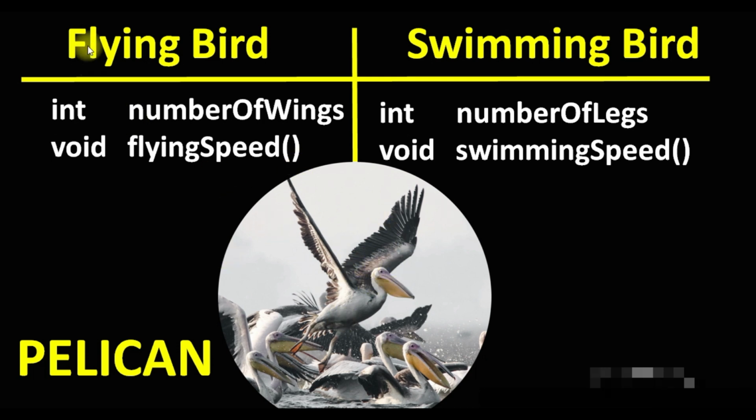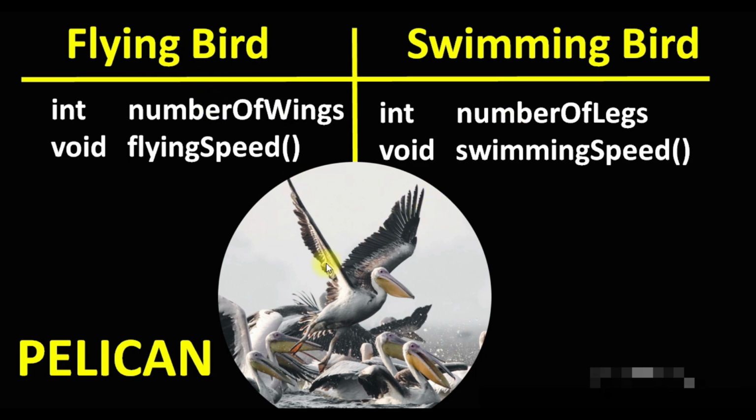So how can we do that? I can create an interface for flying bird which can have properties like number of wings and flying speed as a method, which is definitely an abstract method. Similarly, for swimming bird, I can create another interface with properties, let's say number of legs, and a method something like swimming speed, right? And I can create a subclass, let's say named Pelican, and that subclass can inherit the flying bird interface as well as the swimming bird interface.